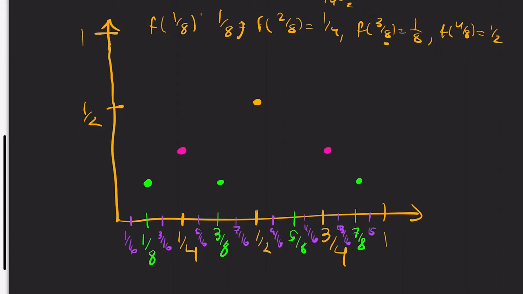13/16 and 15/16. The point is that these get smaller and smaller because it's 1 over the denominator, right? I don't care about the numerator in the definition of this function. Okay, so then this process would continue going.